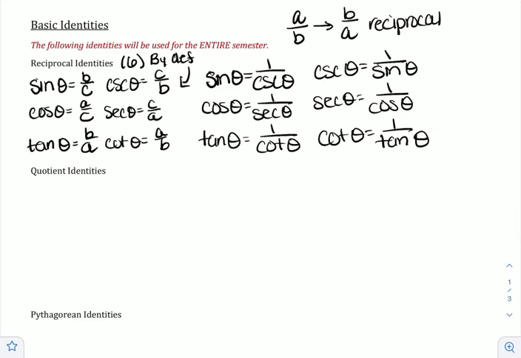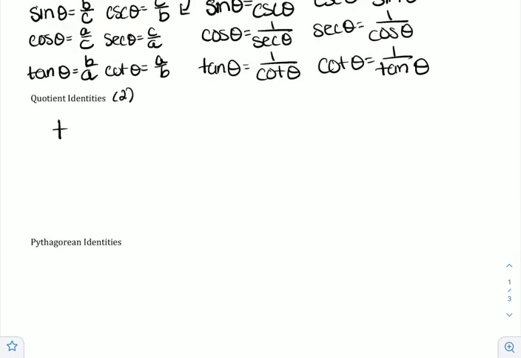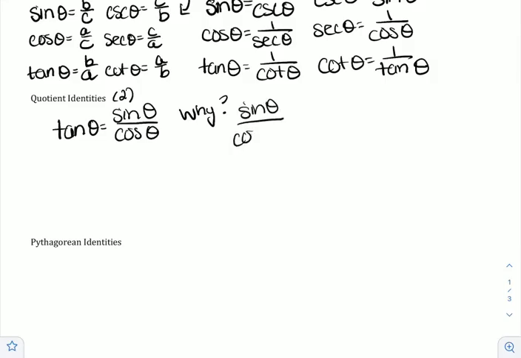All right, let's take a look at the quotient identities. So there are 2 quotient identities, tangent and cotangent. So we have the tangent of theta is sine theta over cosine theta. Why? Well, we have that the sine of theta is B over C. So let me put that in, actually. I have sine theta over cosine theta. So I have B over C. The cosine of theta is A over C.